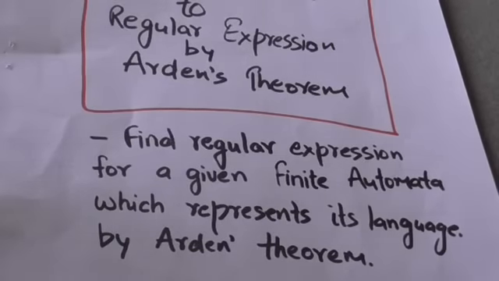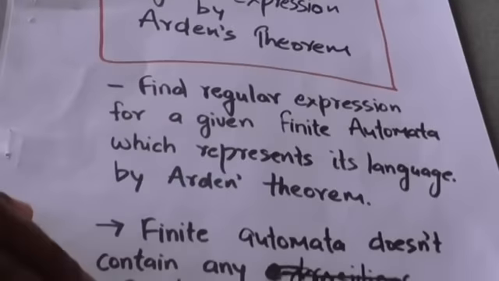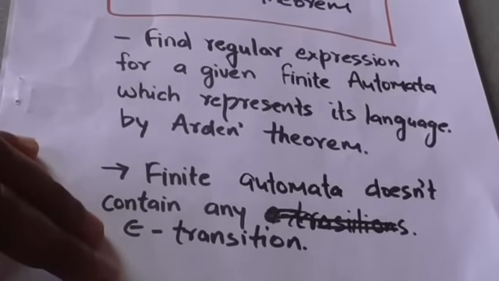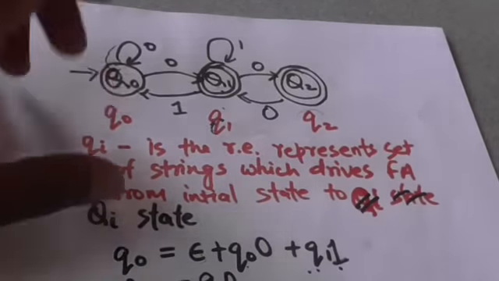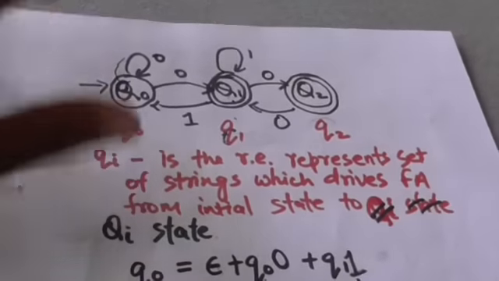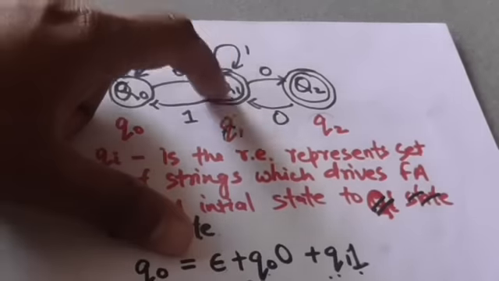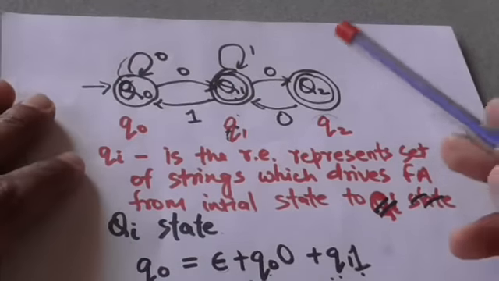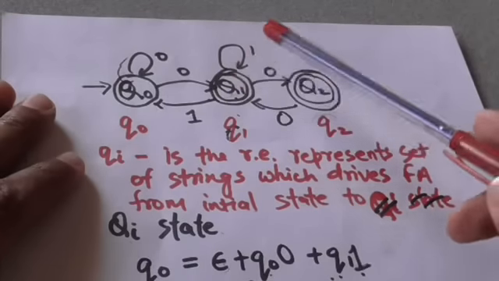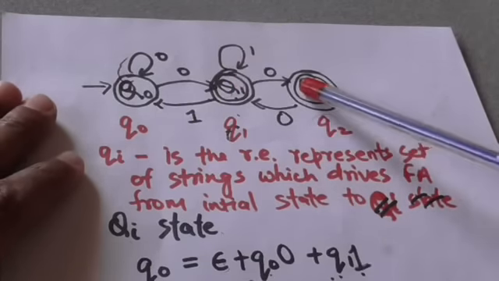If we want to find a regular expression for a given finite automata, which represents its language, by using Arden's theorem, then that finite automata should not have any empty transitions. Now see, suppose this is a finite automata whose initial state is Q0 and its final states are Q1 and Q2. Now what we have to do? We have to find the regular expression which represents its language by using Arden's theorem.